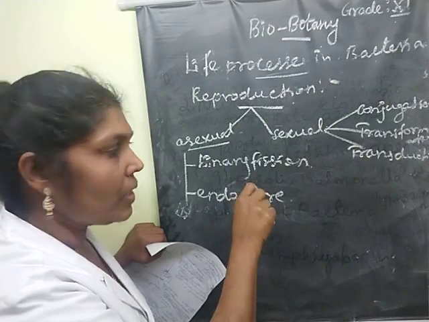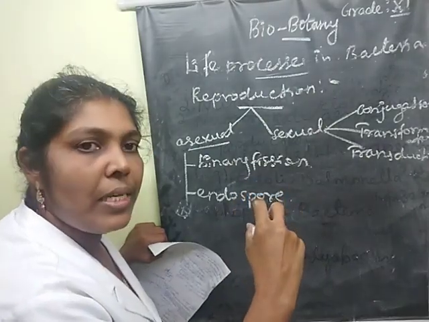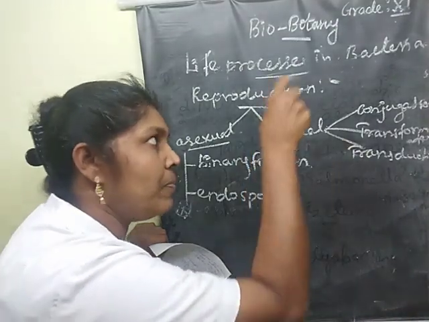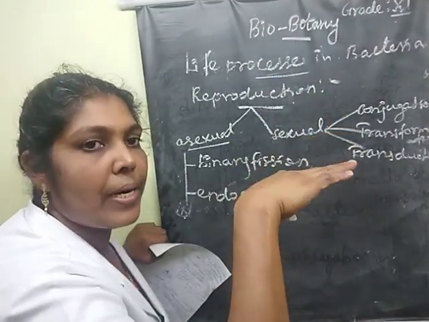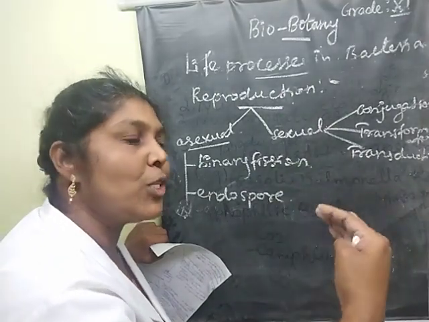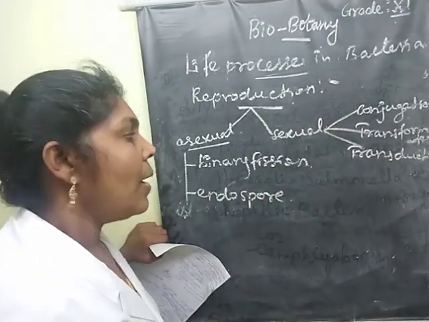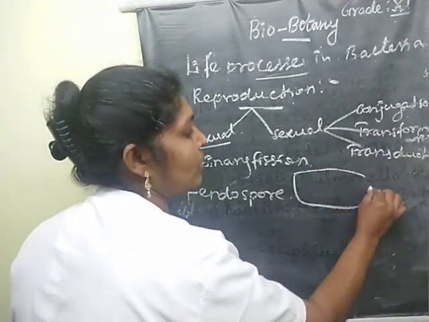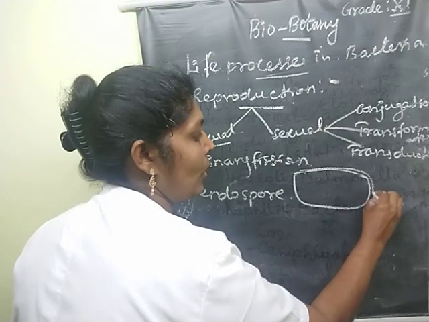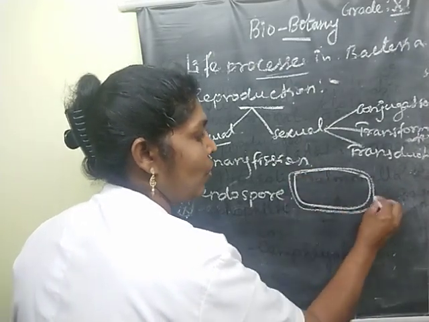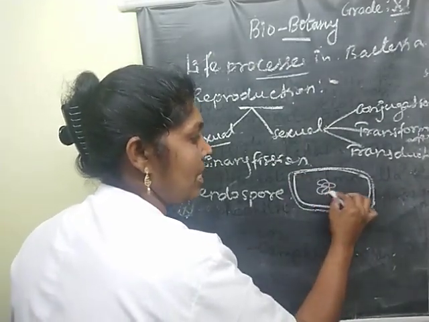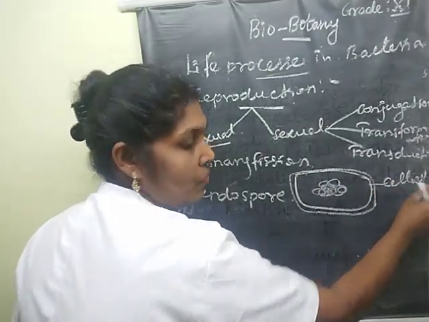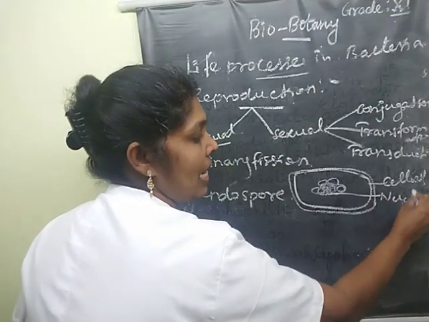Binary fission means that during a favorable condition, the bacterial cell separates into 2 daughter cells. How does binary fission take place? Just imagine this is a bacterial cell. This is the cell wall area, children. Here, a nucleoid is present. Am I correct? This is the cell wall region, and this is the nucleoid.